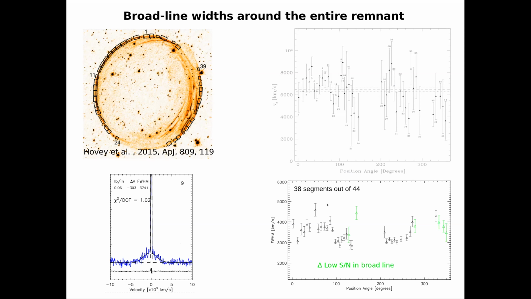So we managed to get results for 38 segments out of 44. And out of these 38, 5 have low signal to noise in the broad line, and they are shown in this plot here as green points. So here I show the measured broad line width with the position angle.